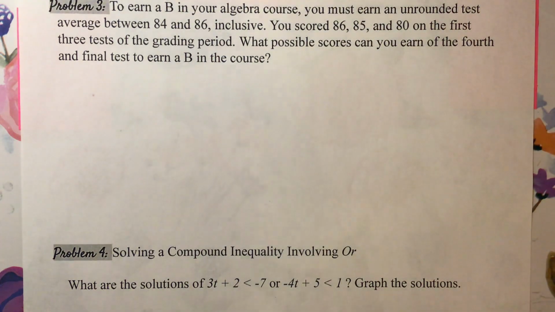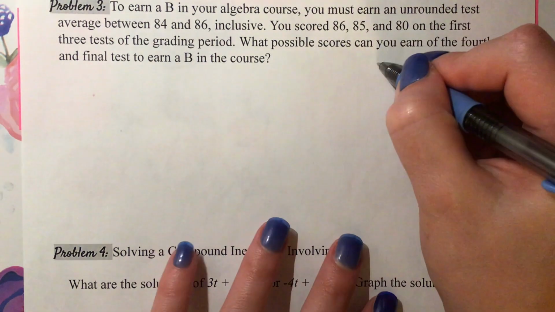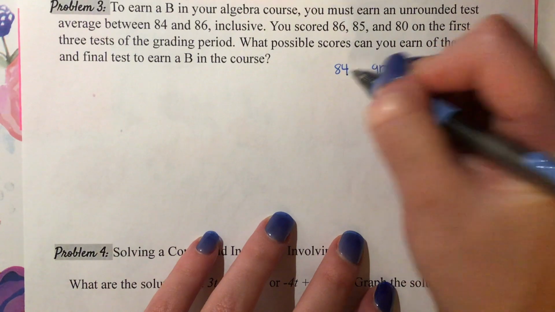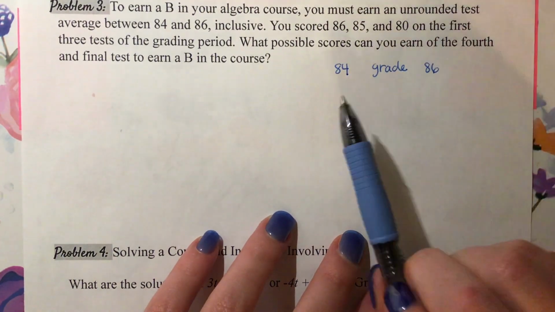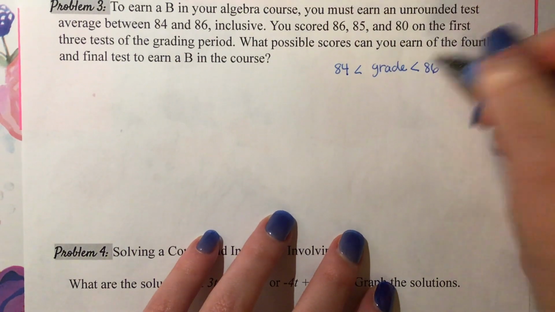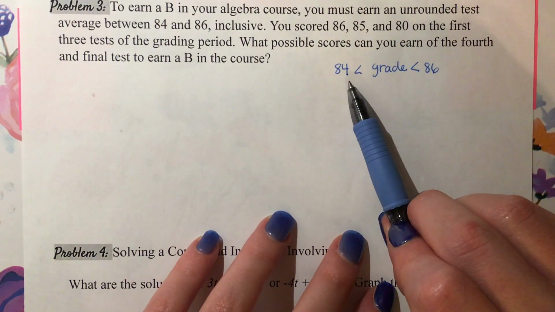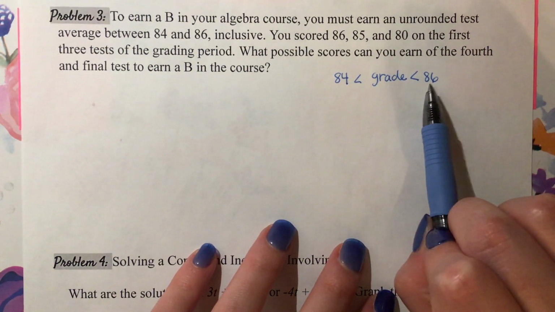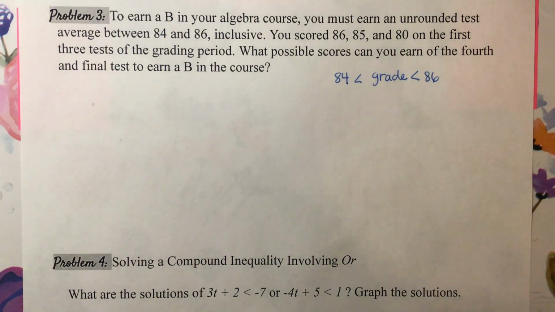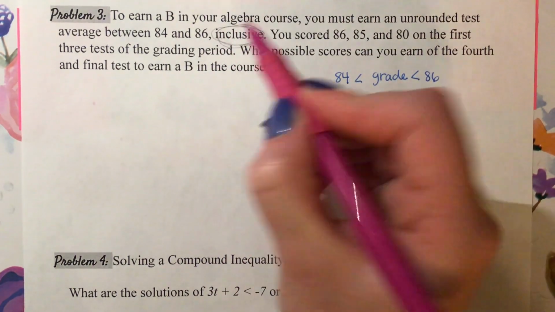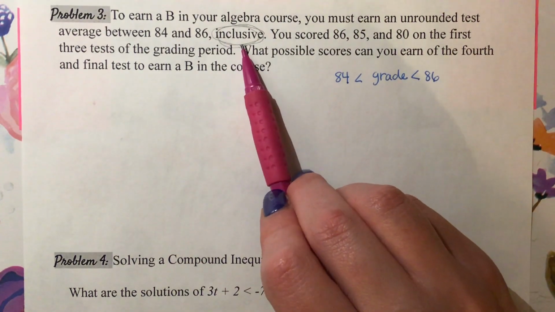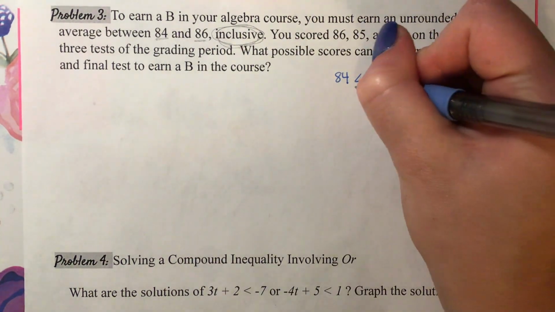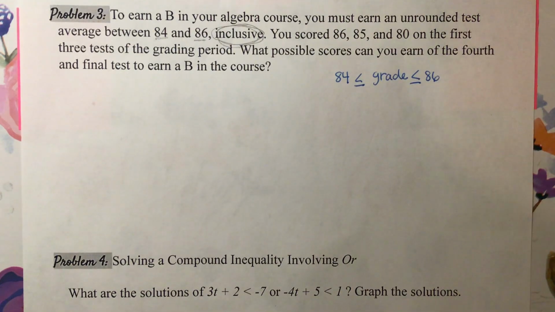So let's just organize what we know. We want our grade to be between 84% and 86%. But it is okay for us to earn exactly 84 or exactly 86. The reason I know this is because it says inclusive right here. So remember, inclusive means to include. So I'm going to include 84 and include 86, which means I need to put my or equal to symbol underneath both of those inequalities.